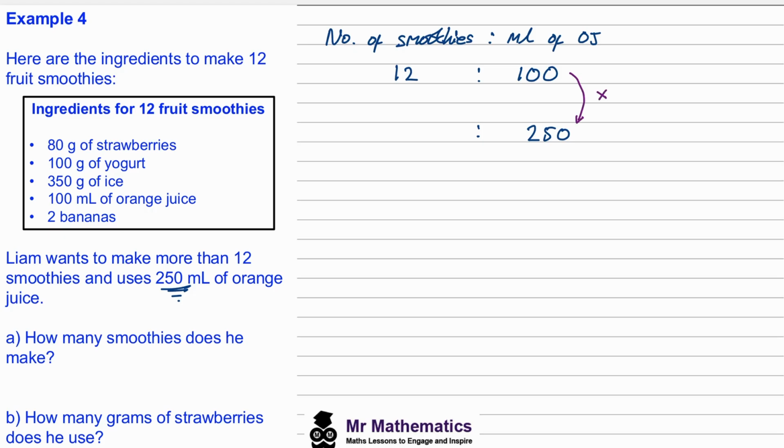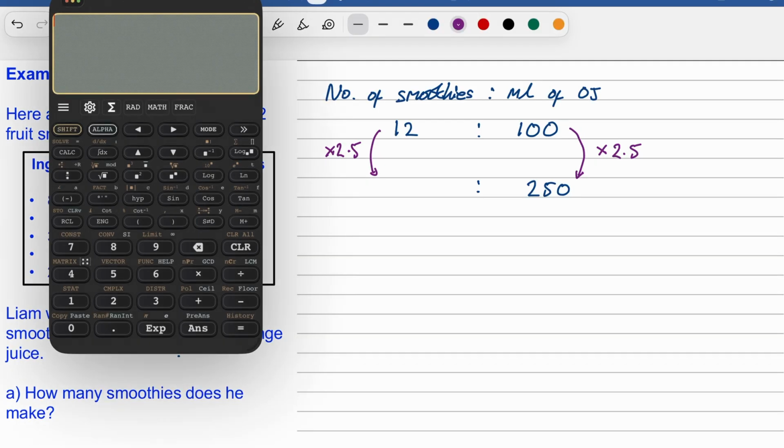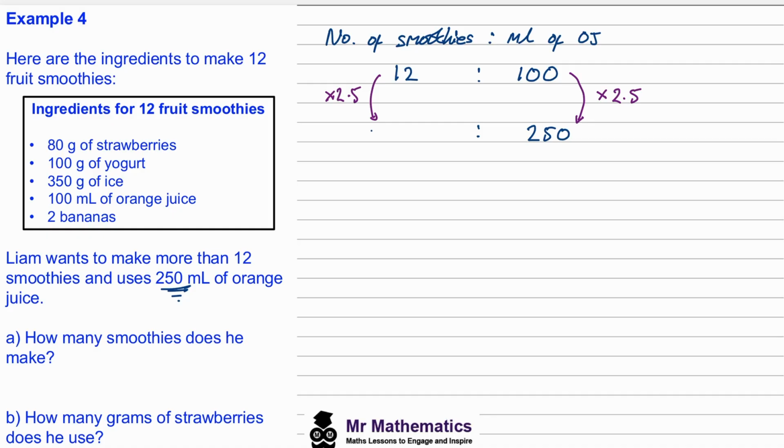Well, in this case, we can multiply both by 2.5. So the number of smoothies will be the 12 times the 2.5. We've got 12 times 2.5, and this will give us 30 smoothies. And then for part B, how many grams of strawberries does he use?